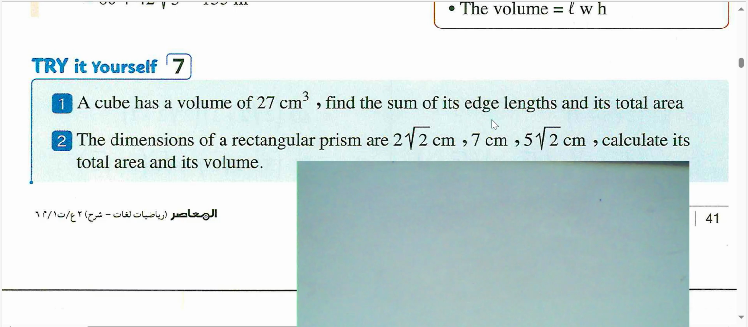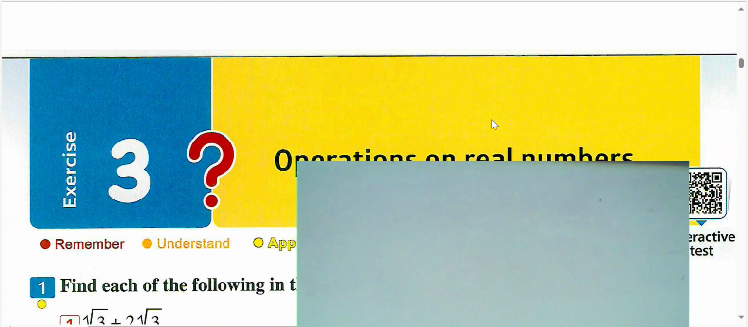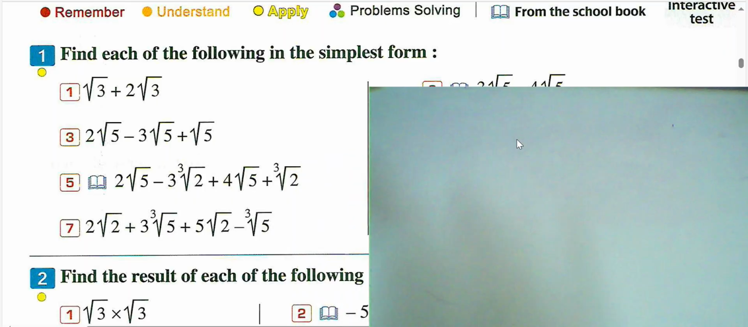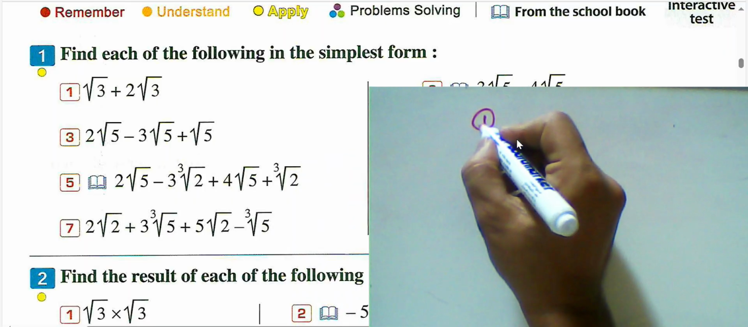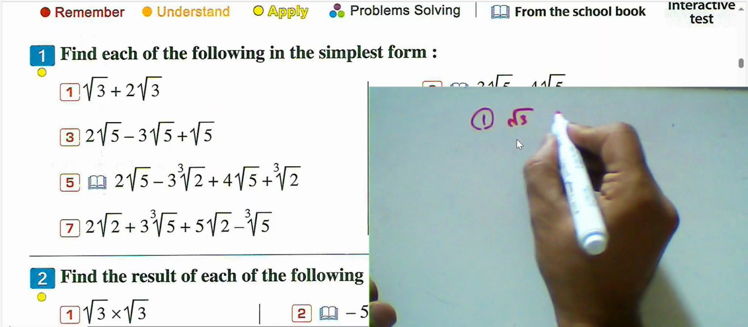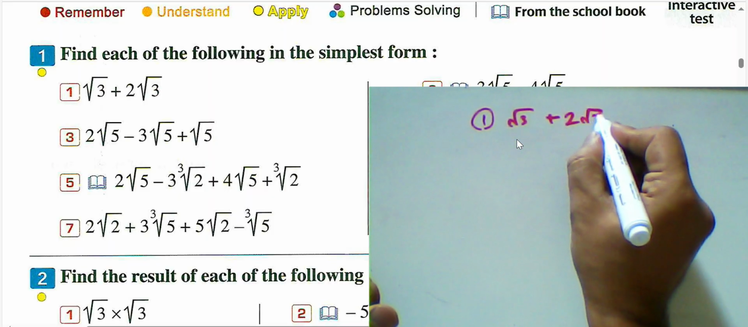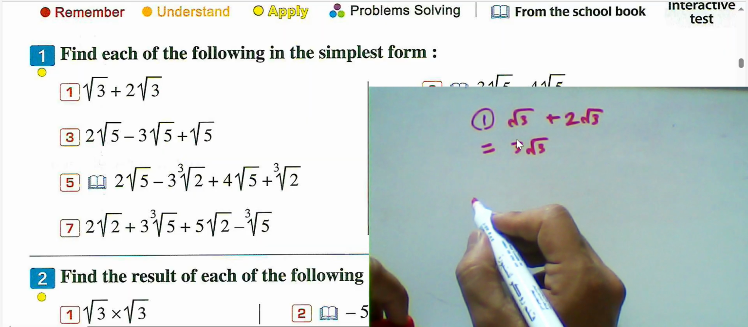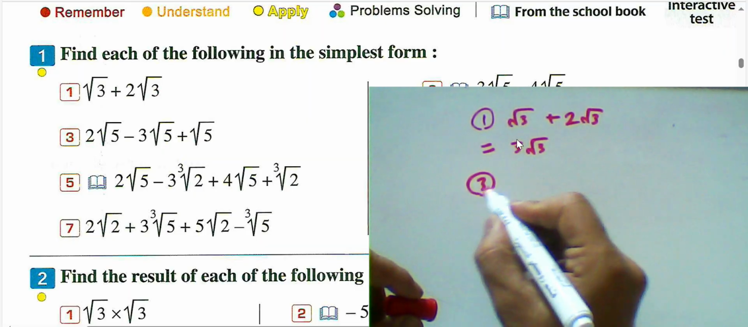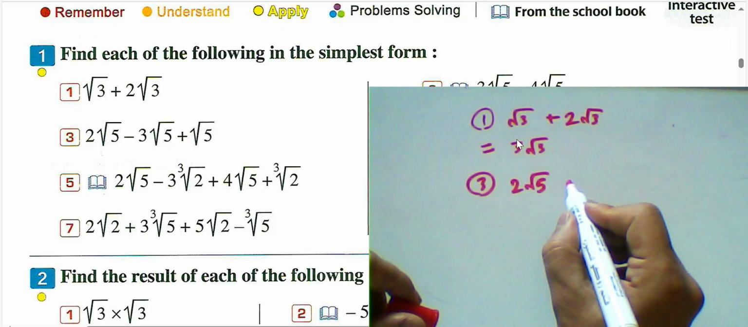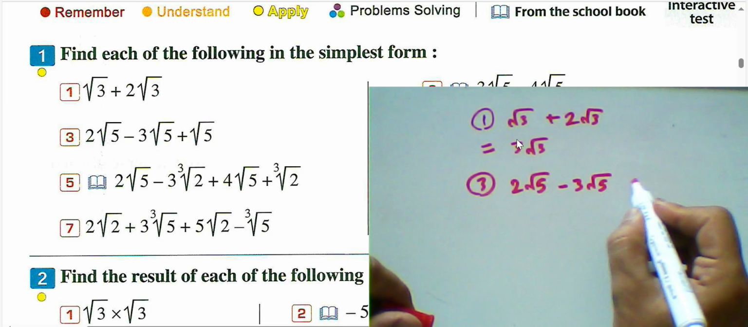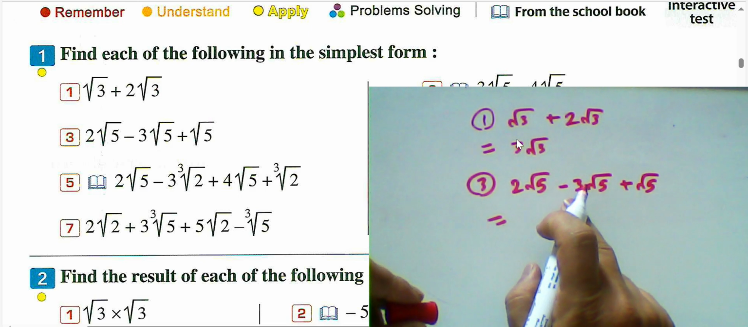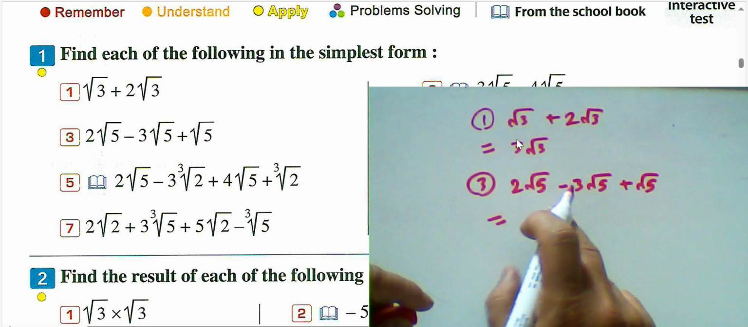Okay, now we will solve questions from the book. Like question number 1. Okay, we have root 3 plus 2 root 3. We have 1 plus 2 equal 3. Then the result will be 3 square root of 3. Okay, question number 3. 2 root 5 subtract 3 root 5 plus root 5. We have 2 plus negative 3 is negative 1. Negative 1 plus 1 is 0. Then the result here will be 0.